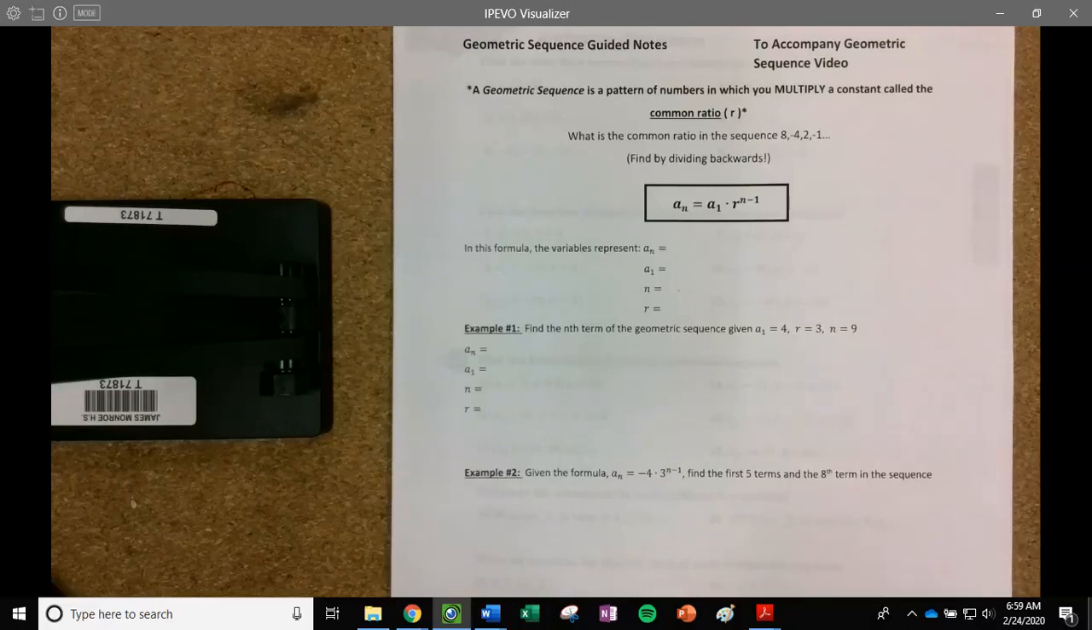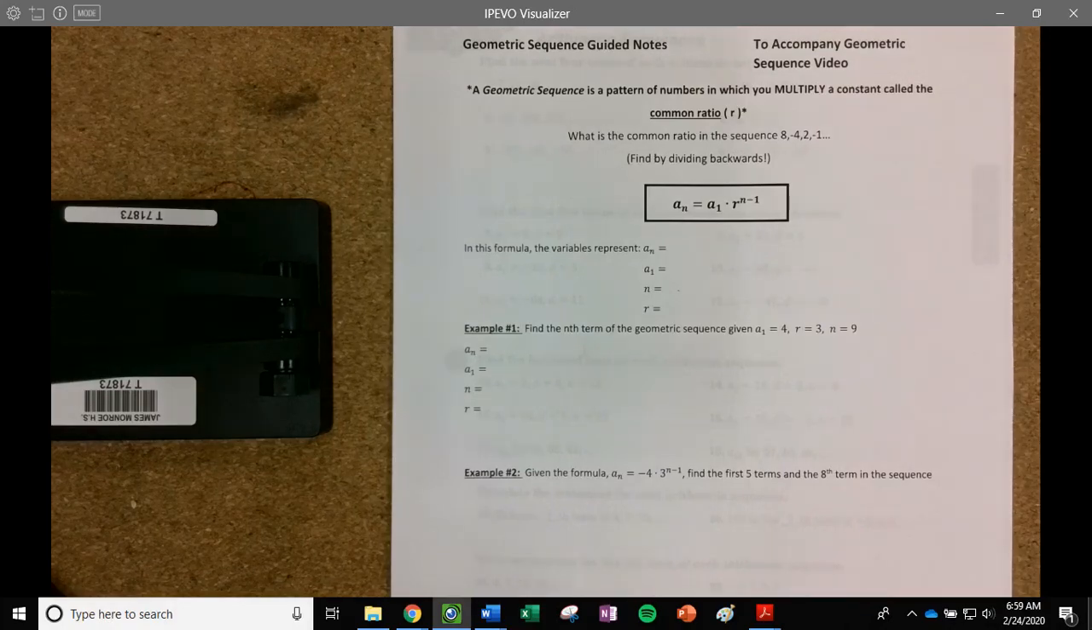Okay, guys, welcome back. I hope what we talked about in class was not too traumatic and that you are ready to move on to this next idea. So, we talked about arithmetic sequences in class, and now we're going to talk about geometric sequences.